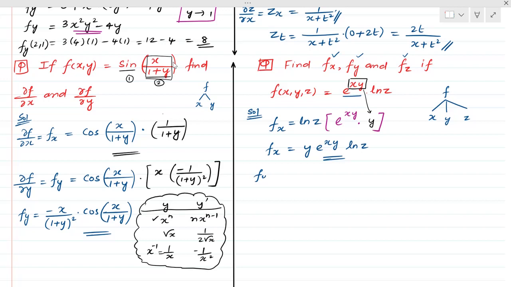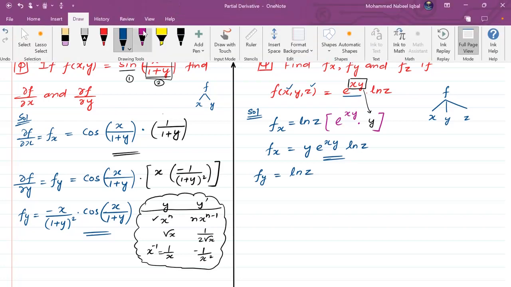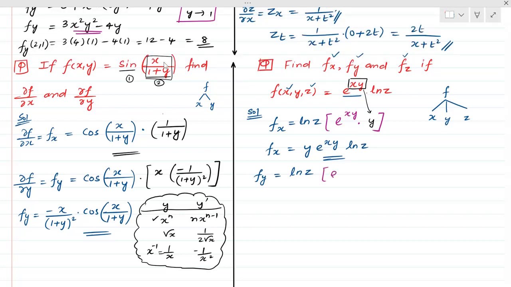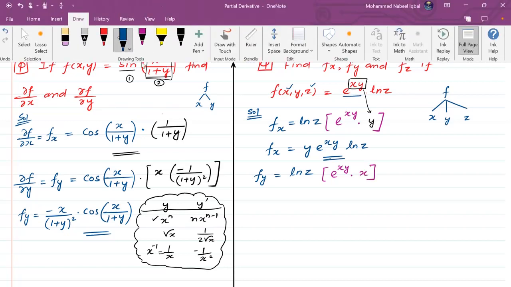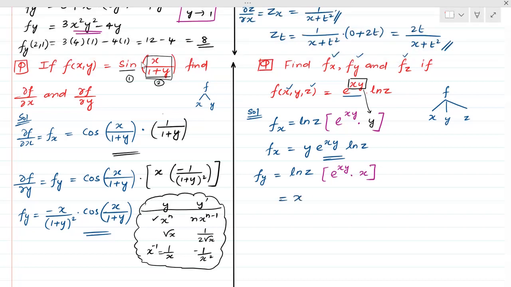What is fy? When you differentiate for fy, the x and z are constants. So here ln z is a constant. Keep it as it is. Now differentiate with respect to y. So by the chain rule, e power xy stays e power xy, and when you differentiate the exponent xy, the y becomes 1, so you get x. This is a chain rule. Now what is the final value? It is equal to x e power xy ln z.